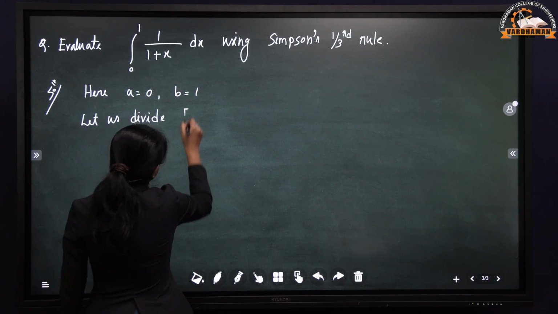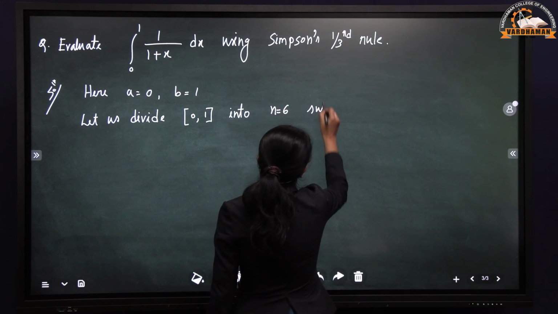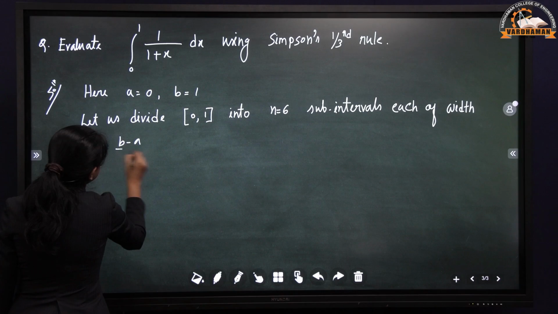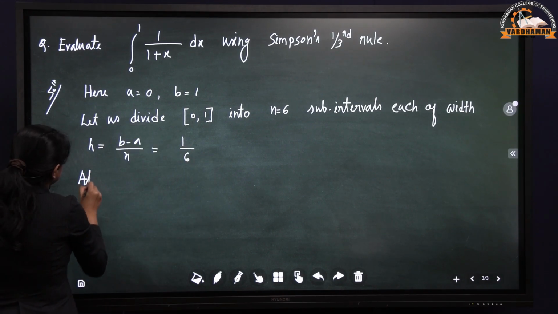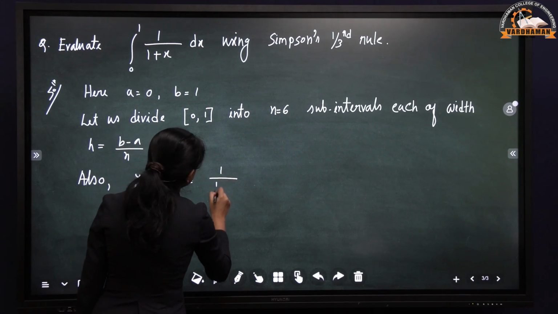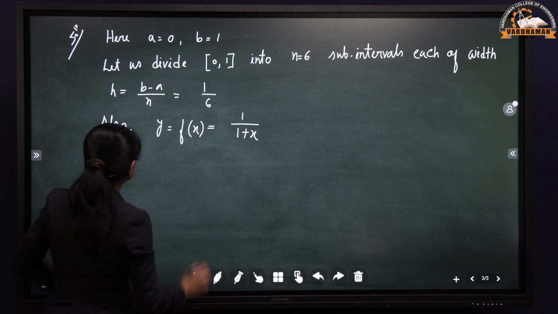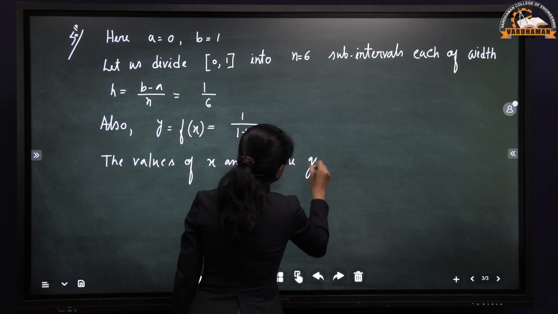Let us divide 0, 1 into n equal to 6 subintervals, each of which h equal to b minus a by n. That means 1 by 6. Also, y equal to f of x is equal to 1 by 1 plus x. Now we need to make a table for x and y values. The values of x and y are given below.